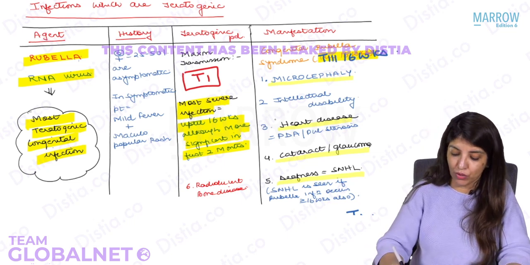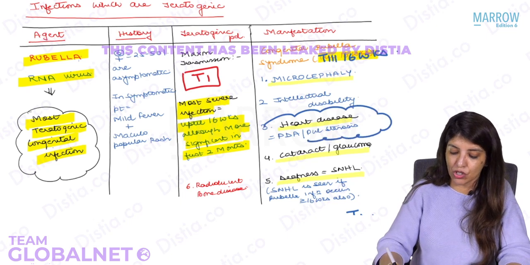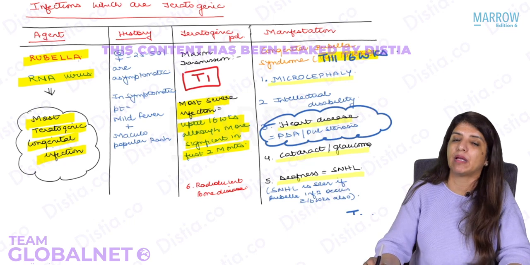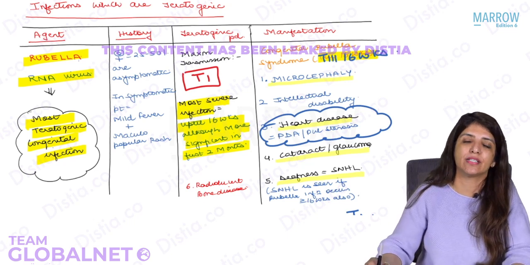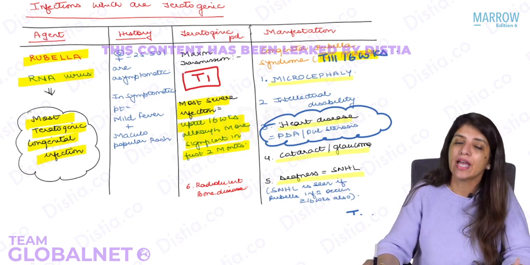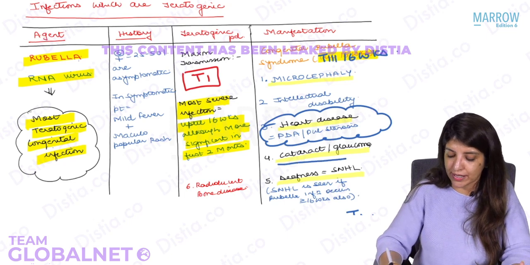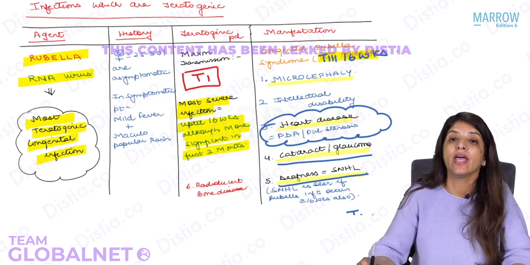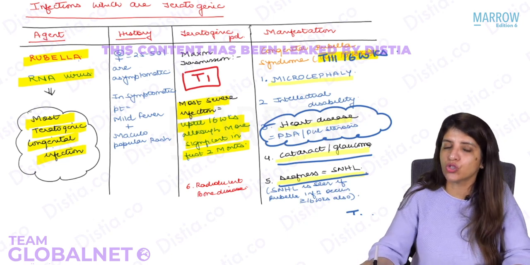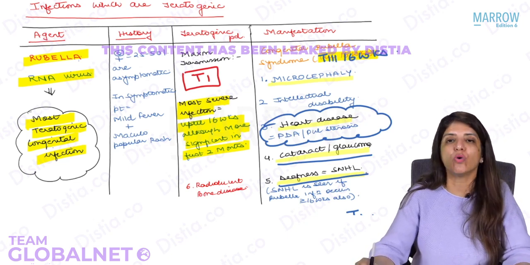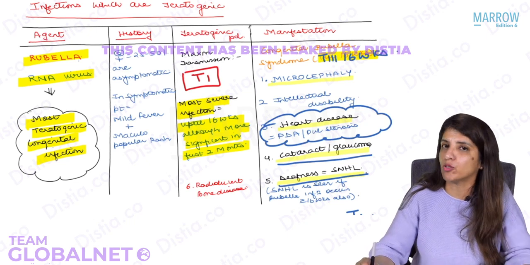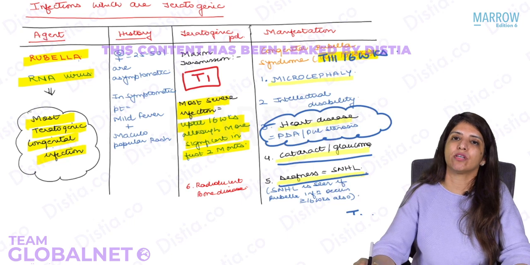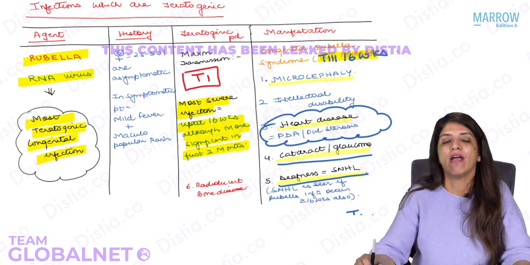One of the peculiar features is heart disease. This is the only congenital infection where you're going to get heart disease like pulmonary stenosis and patent ductus arteriosus. Apart from that, you are going to get cataract, you are going to get sensory neural hearing loss. Now, sensory neural hearing loss you were getting in cytomegalovirus also and in rubella also, but in cytomegalovirus you never get heart defects. In rubella, you get sensory neural hearing loss and you get heart defects.